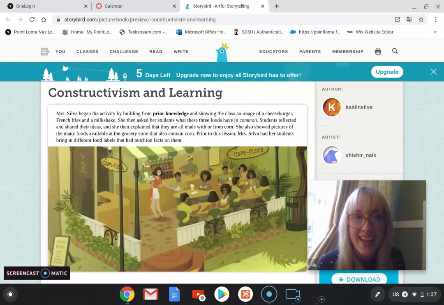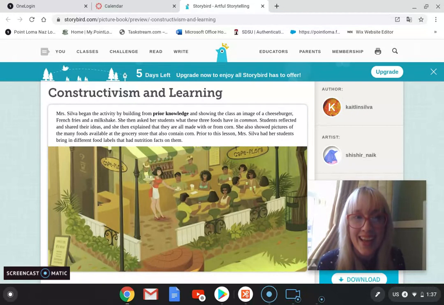So building on this prior knowledge is drawing from past experiences. Drawing on past experiences and showing these familiar visuals of foods that they see every day helps to build this prior knowledge. So these are foods that you're very familiar with, but they all have corn ingredients.